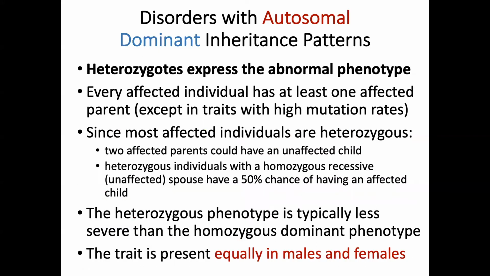There are other disorders that are inherited as autosomal dominant. The key point about autosomal dominant inheritance is that a heterozygous allele expresses the abnormal phenotype, and every affected individual has at least one affected parent. Since this is autosomal inheritance, this kind of disease is present equally in males and females. Let's take a look at how this type of disease is inherited in the next slide.